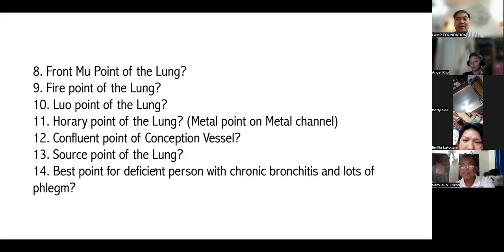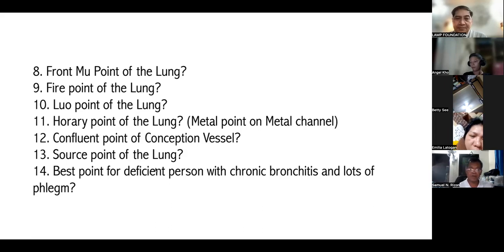Let me explain a bit about lung 7. Confluent point. This is the opening point of the Conception Vessel, an extraordinary vessel. So pag may issue po siya, gamitin mo lang lung 7. We usually pair it with kidney 6. Okay? Lung 7.